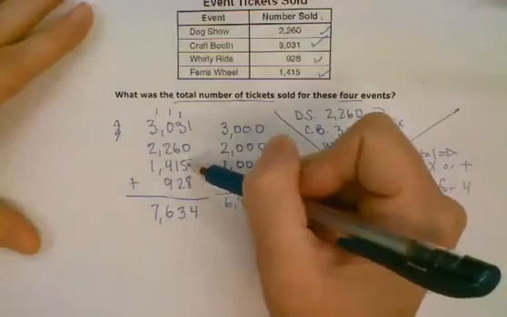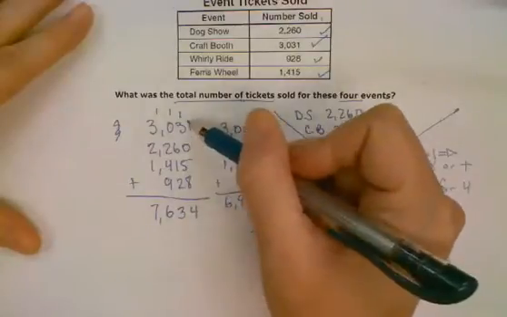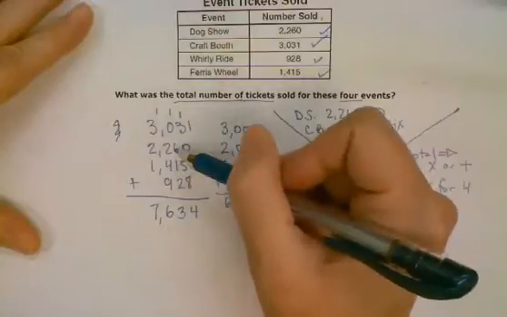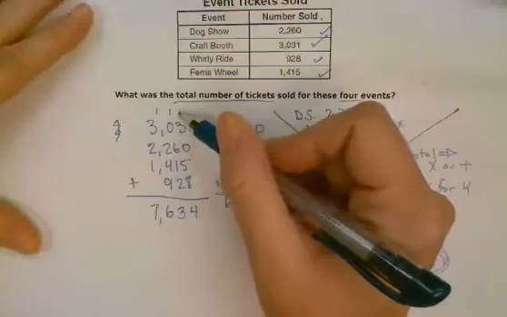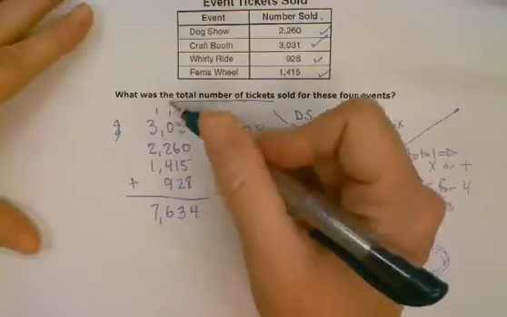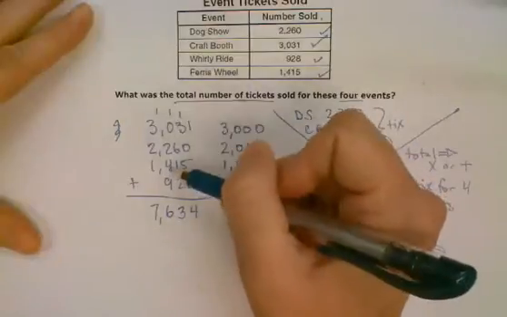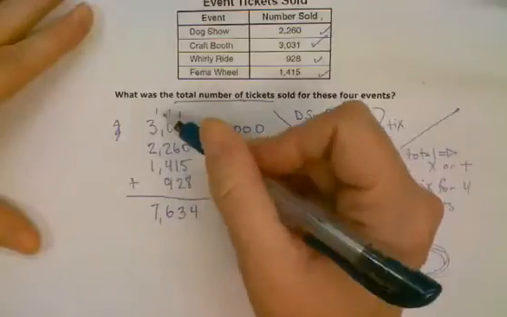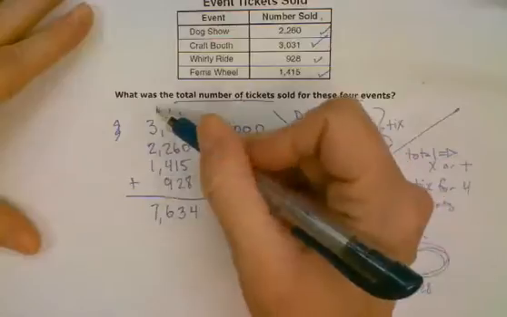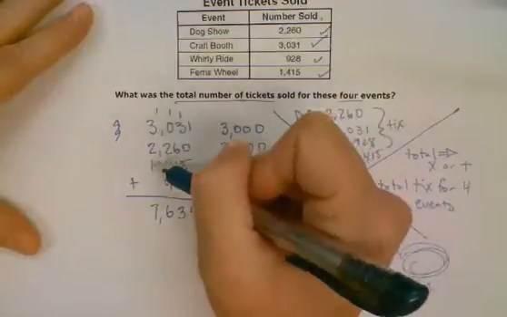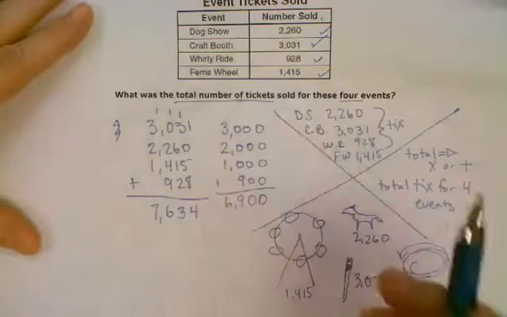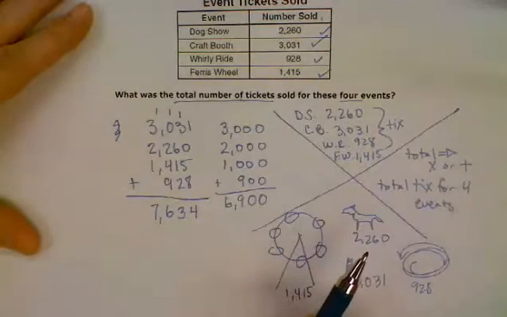8 plus 5 is 13, plus 1 is 14. Regroup. 1 and 2 is 3, plus 6 is 9, plus 1 is 10, plus 3 is 13. Regroup. 4 plus 2 is 6, plus 9 is 15, plus 1 is 16. Regroup. 1 plus 2 is 3, plus 3 is 6, plus 1 is 7. I'm pretty sure that is the correct answer.